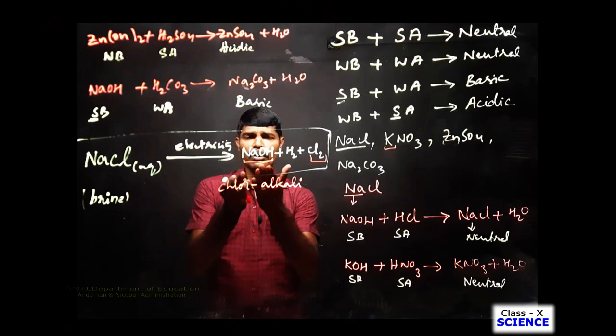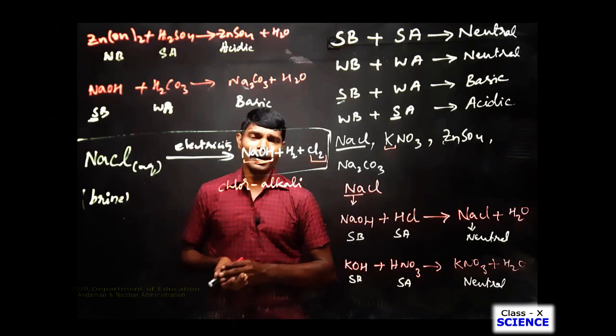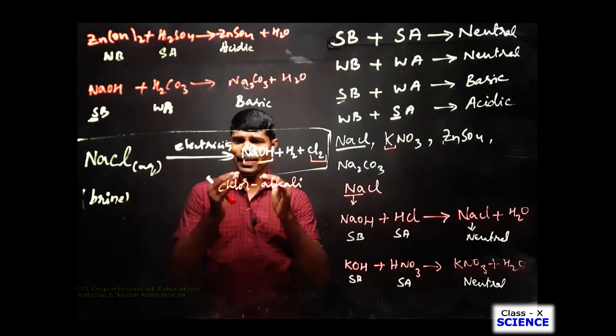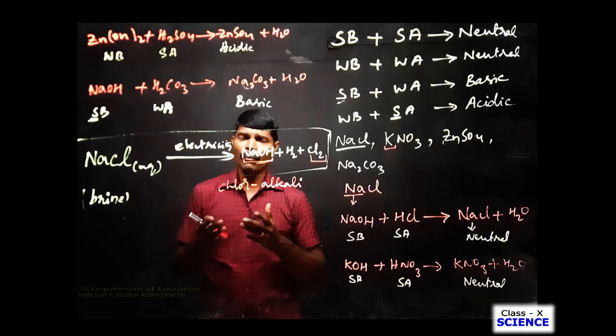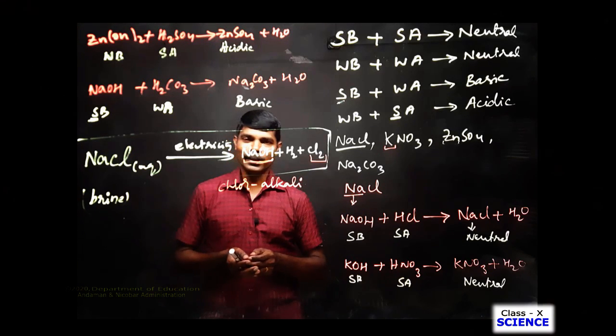The uses of sodium hydroxide, hydrogen and chlorine are already there in your textbook. Just go through the uses of these. By making use of this chemical reaction, how various chemical substances are produced, about that we are going to discuss.